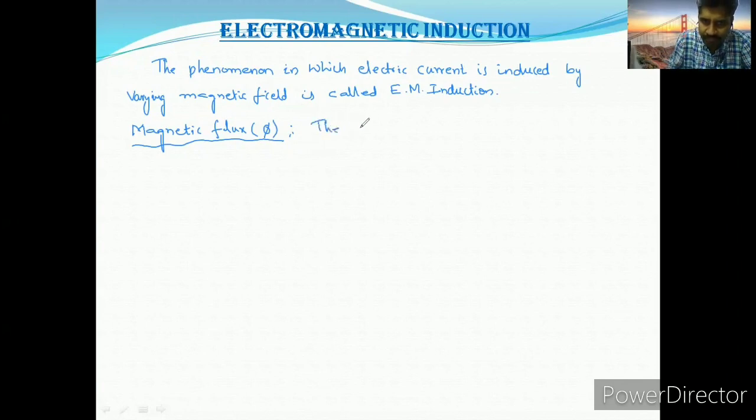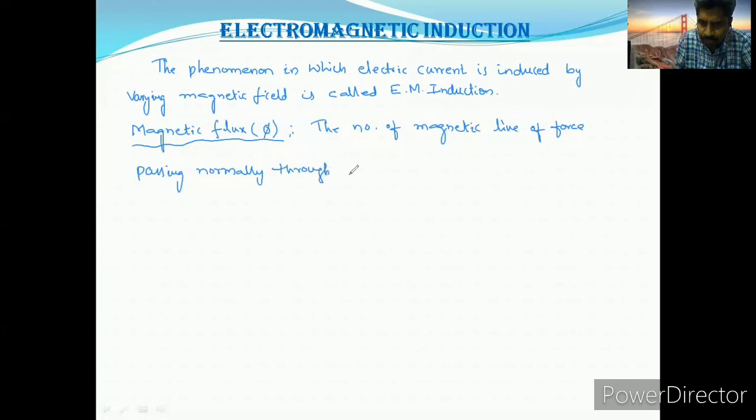The number of magnetic lines of force passing normally through a given area is called magnetic flux.